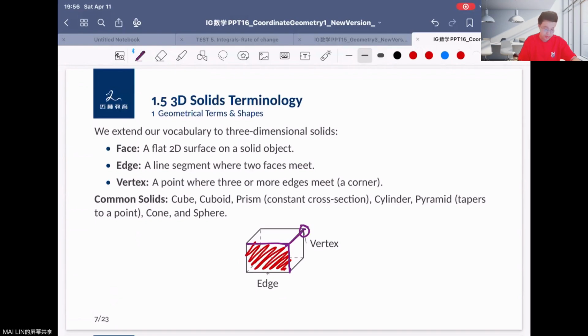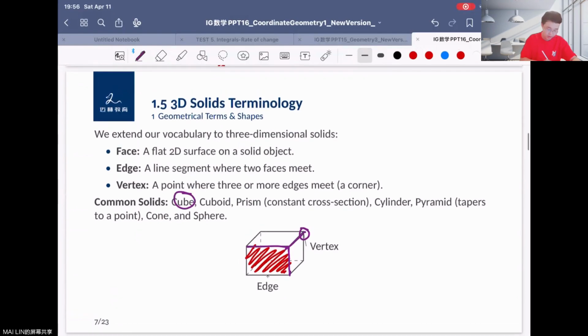Okay, and we also have some other common solids like a cube. So this is a cube. The cuboid is like another cube, but it is not the same on each side. And the prism, we can just consider as here. And this is a prism. And we have a cylinder, and we have a pyramid. This is a pyramid.